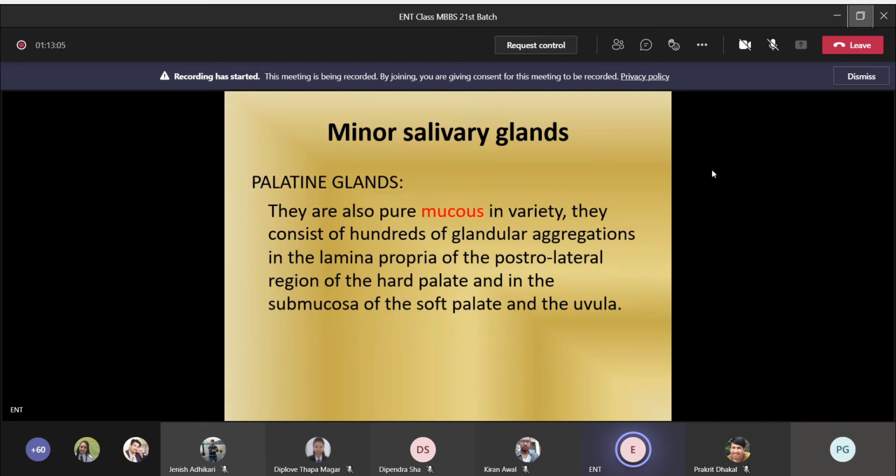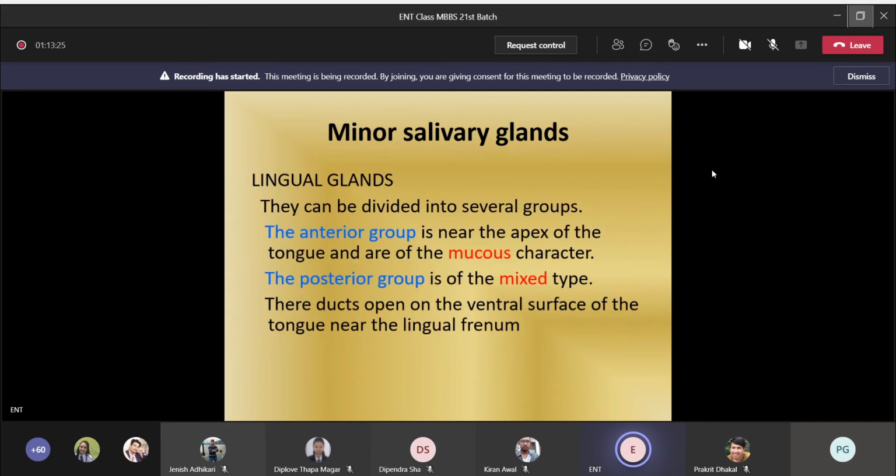Palatine glands are also pure mucous in variety. They consist of hundreds of glandular aggregations in the lamina propria of the posterior lateral region of the hard palate. So they are found in the hard palate and in the submucosa of the soft palate and the uvula. These palatine glands are mucous in nature. Lingual glands are divided into an anterior group and a posterior group. The anterior group is at the apex of the tongue and is of mucous character, and the posterior group is of mixed type. The duct opens on the ventral surface of the tongue near the lingual frenulum.